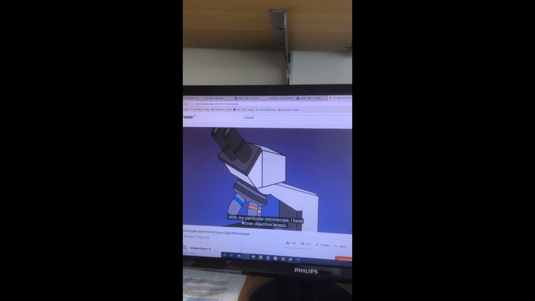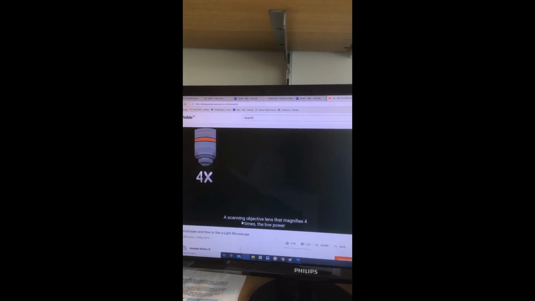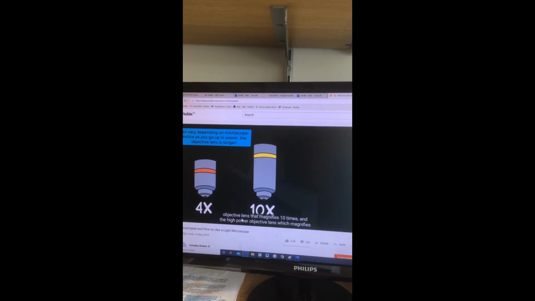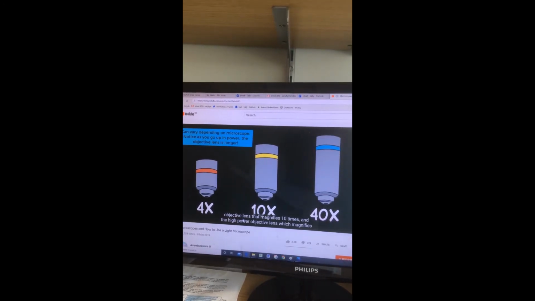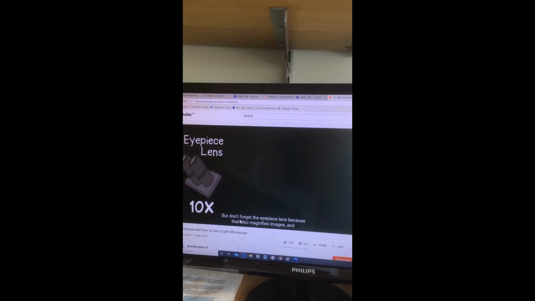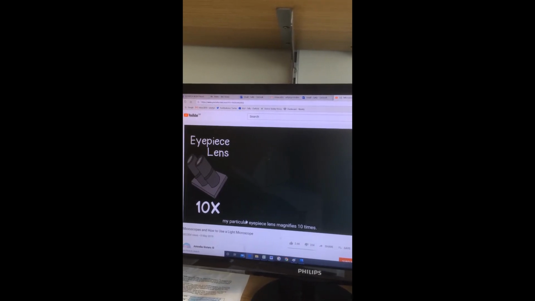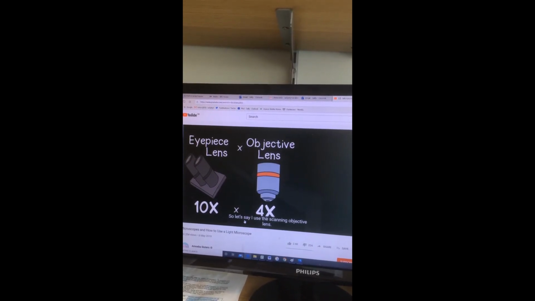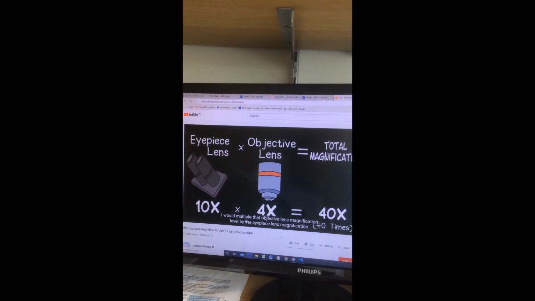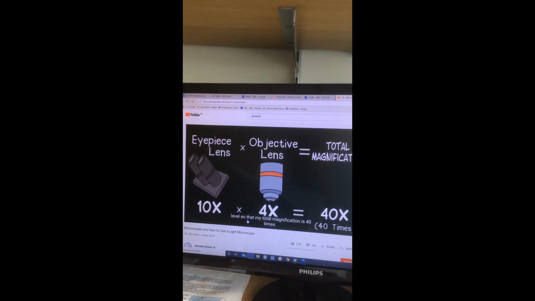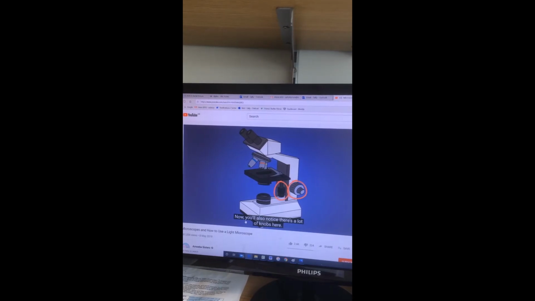With my particular microscope, I have 3 objective lenses. A scanning objective lens that magnifies 4 times, the low power objective lens that magnifies 10 times, and the high power objective lens which magnifies 40 times. But don't forget the eyepiece lens, because that also magnifies images, and my particular eyepiece lens magnifies 10 times. So let's say I used the scanning objective lens. I would multiply that objective lens magnification level by the eyepiece lens magnification level so that my total magnification is 40 times.